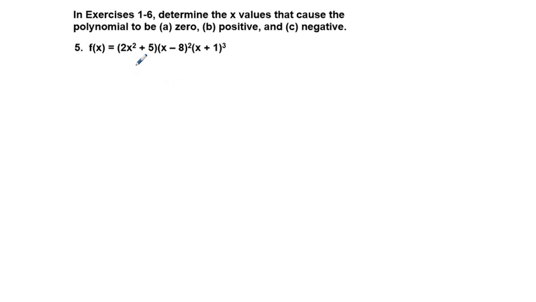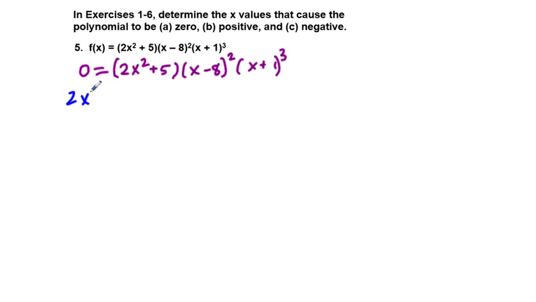And we're going to set, let's say, 0 equals quantity 2x squared plus 5 times quantity x minus 8 squared, and then it's quantity x plus 1, and that's going to be to the 3rd power. So our zeros we get by setting each one of these factors equal to 0. So we have 2x squared plus 5 is equal to 0.